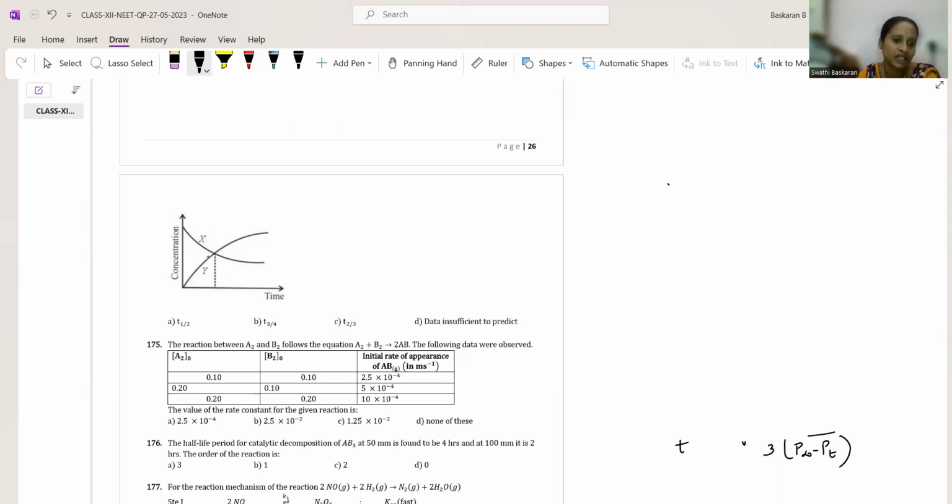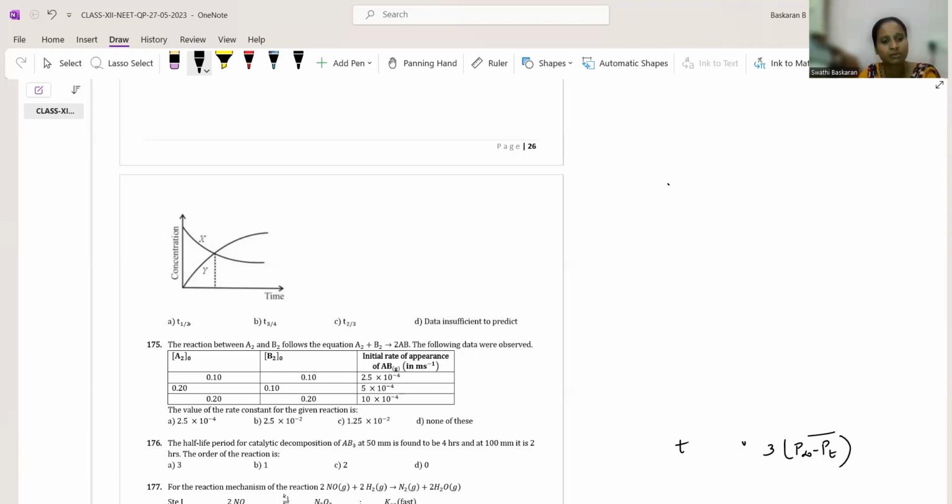Now when these two lines are meeting at a point, what does this correspond to? Let me first explain this. If you see, the amount of x decreased is equal to the amount of y increased, correct? So we can say that this point of intersection corresponds to t half, right? So what is t half basically?